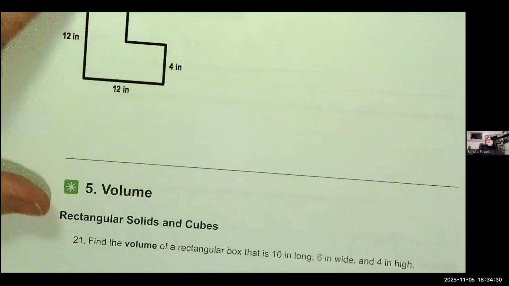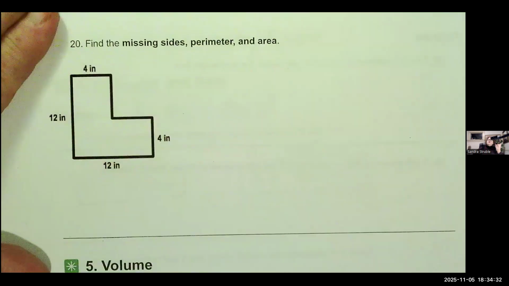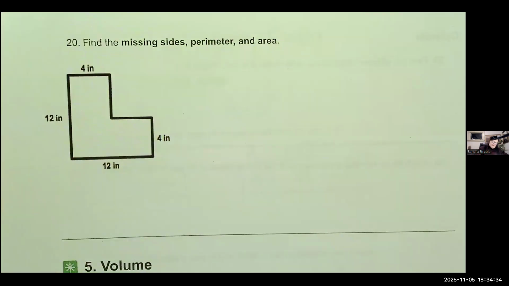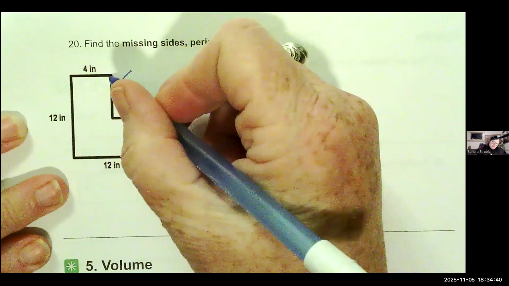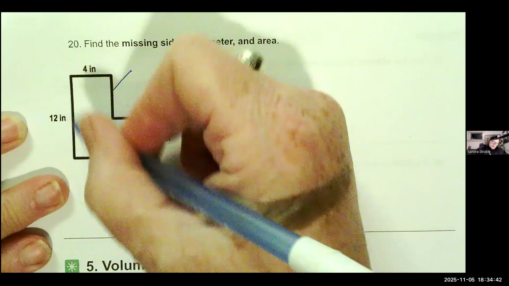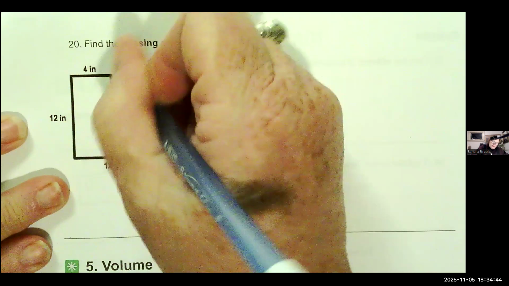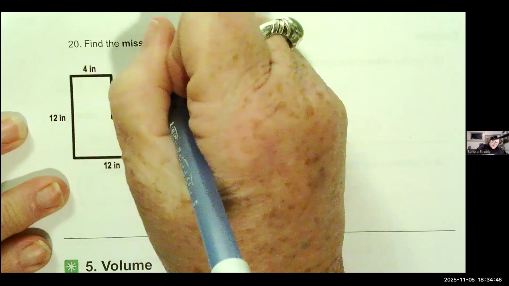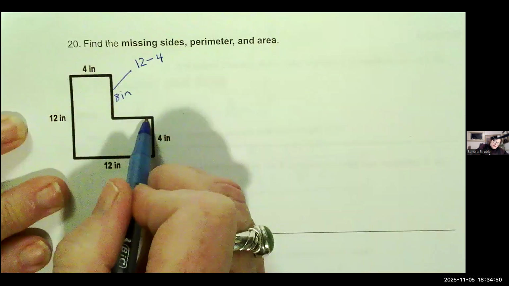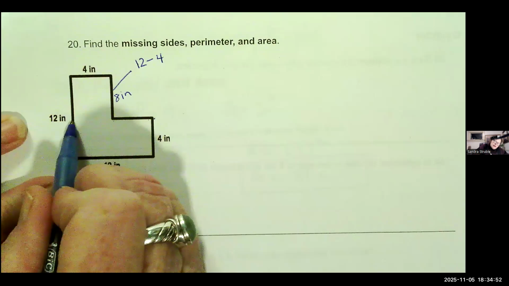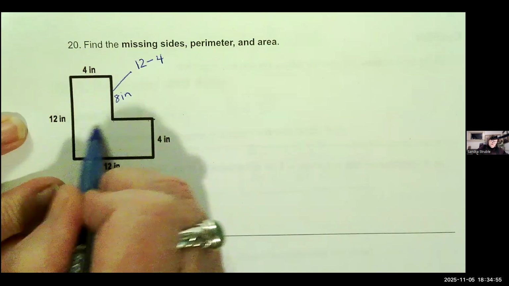Okay. Find the missing sides, perimeter, and area. Pause the video, do this one yourself, and come back to see how you did. All right, so I'm going to find this one first. If this guy went all the way down to the bottom, it would be 12 inches, but it's missing this piece, which is 4. So it is 8 inches. This guy, if it went all the way across, would be 12, but it too is missing 4, so it's 8 inches as well.